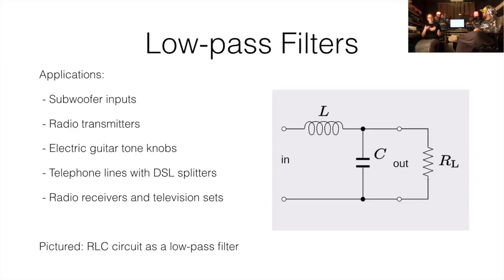All right, so applications of low-pass filters. Subwoofer crossover, sure. Radio transmitter, yeah. Guitar tone knob is definitely a low-pass filter. And the one I never knew was radio receivers and television sets, because those are lower frequencies. Those are larger wavelengths. They are. I found that rather fascinating. So the schematics here, that's what they're doing. All right. So that's how a high pass and low pass filter work, at least on an electronic level.